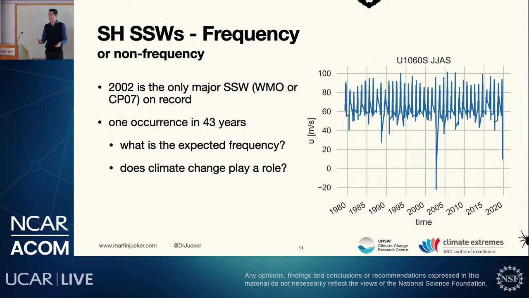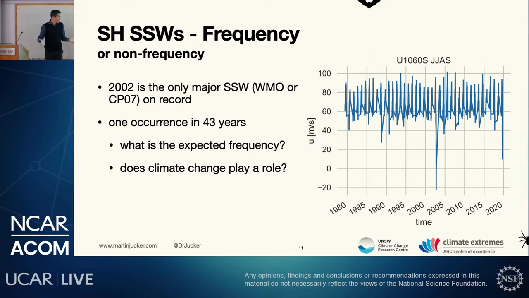So in particular, when the next one came about, 2019, which did not quite satisfy, you see this over here. This is the U1060. This is the zero line. It just didn't make the definition of a major Southern stratospheric warming. It was a minor warming. Still, is it like, okay, none has happened till 2002, and now suddenly, 17 years later, is a second one? Is this climate change? What is the frequency we should expect? So is it just normal?